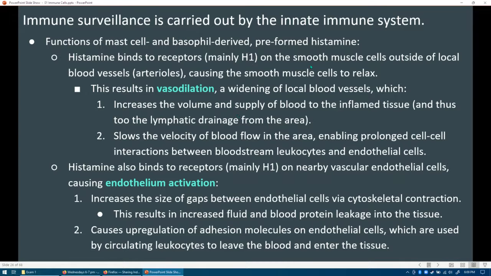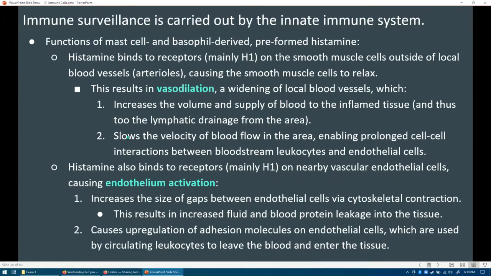And when histamine binds to its receptor on smooth muscle cells surrounding vasculature, it causes those smooth muscle cells to relax. This results in vasodilation. The blood vessel gets larger, wider, and has a higher diameter. Okay. Vasodilation is important for two reasons. First, it increases the volume of blood reaching the inflamed tissue, and it increases the supply of blood to the inflamed tissue. And therefore, you also get more lymphatic drainage from the inflamed tissue. Okay, so your lymphatics begin to drain a lot more fluid because the tissue is taking up more fluid from the blood.